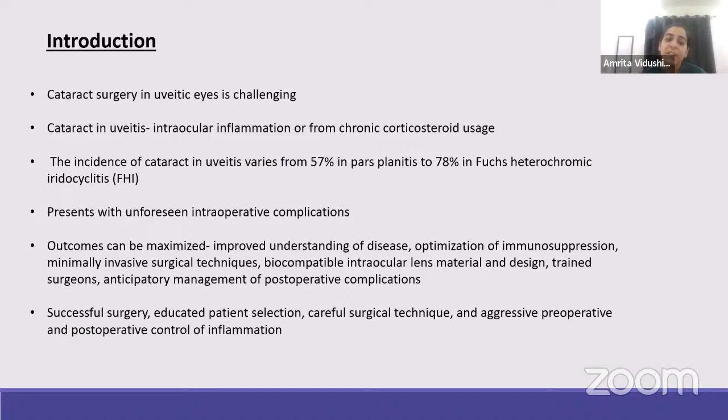But presently, with a lot of developments that have happened, the outcomes have been maximized because we have a better understanding of the disease. We have immunosuppressants that we can use along with surgery, minimally invasive surgical techniques, more biocompatible intraocular lenses and more trained surgeons, and we are anticipating some post-operative complications, so we can always keep a watch for them. So for a successful surgery, we should have educated patient selection with a careful surgical technique and aggressive pre-operative and post-operative control of inflammation.